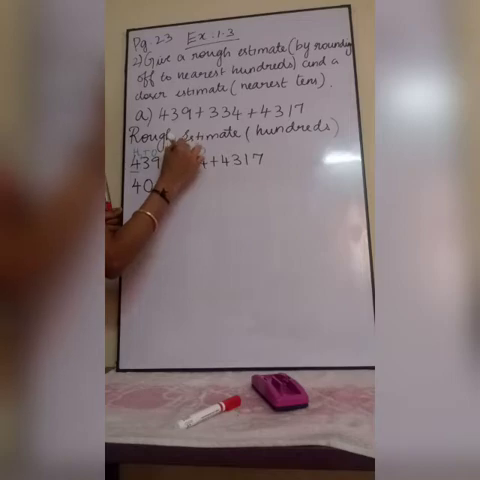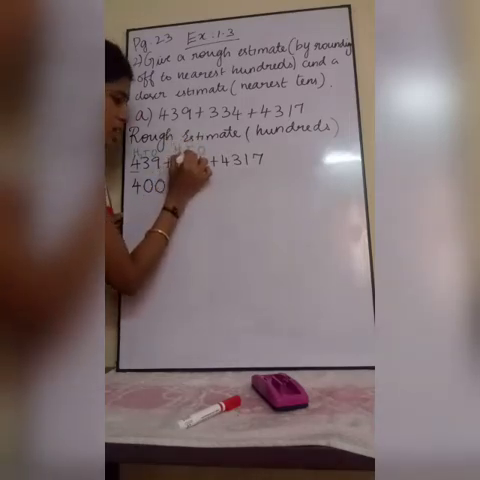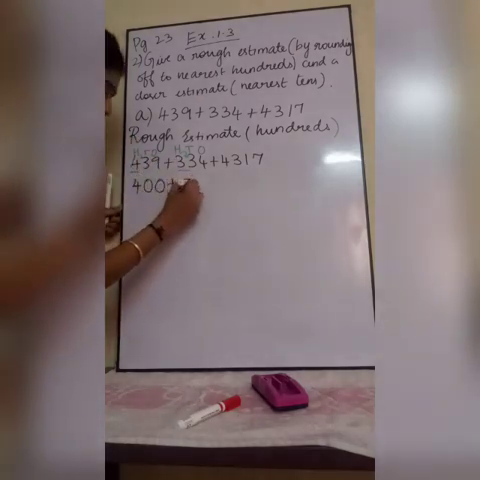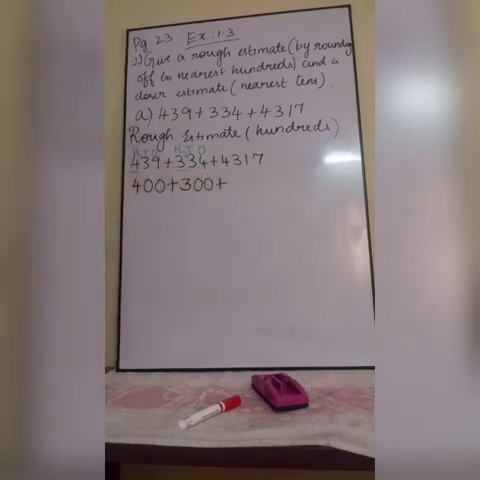Plus, now I am going to round off this to the nearest hundreds. Ones, tens, hundreds. I am going to round off this 3. Now I check the tens place. The tens place is also 3, so no change in this 3. I am writing 3 as such, then 0 0. Plus.